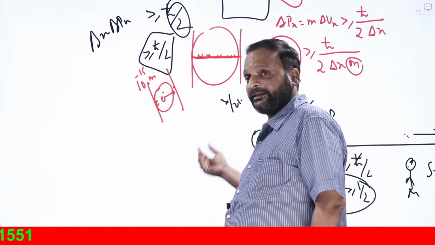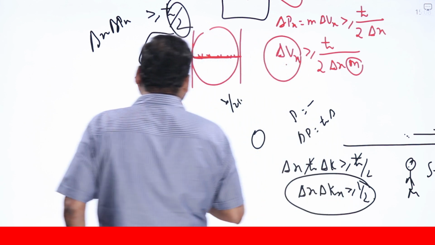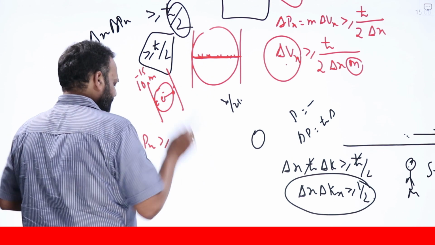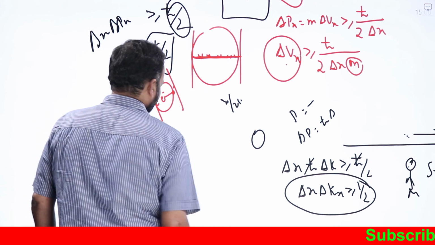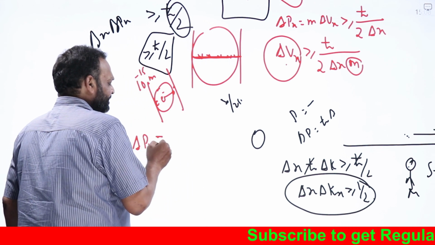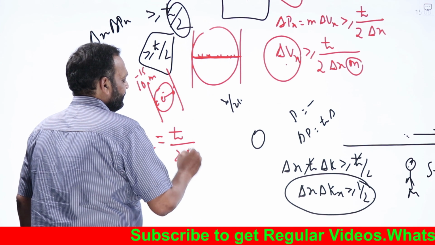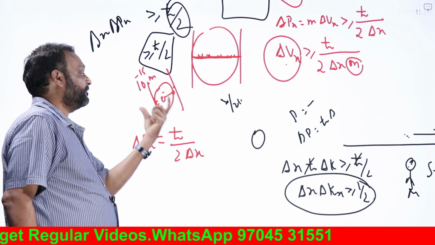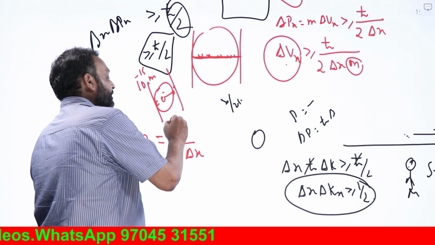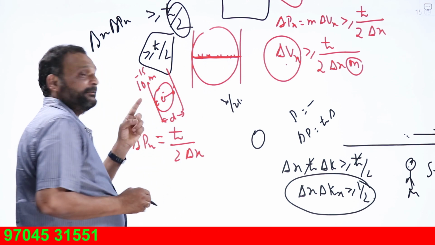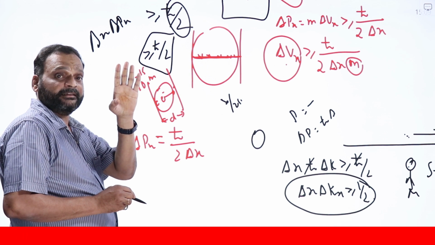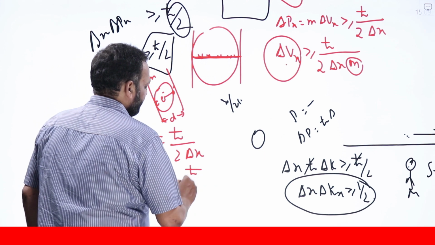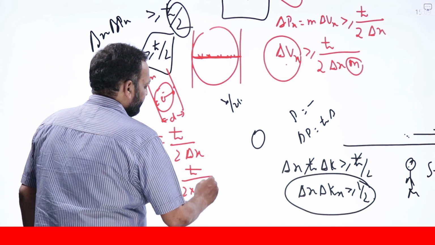That I'll substitute in the uncertainty principle. So I'll write like this: delta px is greater than or equal to, I'll take the worst value only, so let us not take the other values, the minimum value, equal to h bar by 2 into delta x. What is delta x? The uncertainty in the position of the electron. What is the value of the uncertainty? Equal to the diameter of the nucleus, which is of the order of 10 to the power minus 14 or minus 15 meters. So I'll take 10 to the power minus 14 meters only. So h bar by 2 into 10 to the power minus 14.